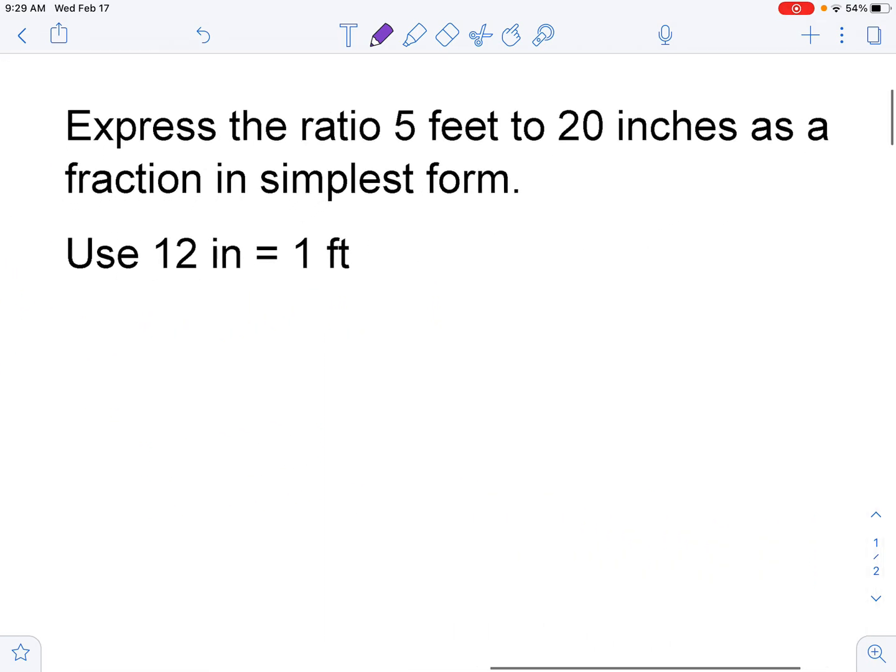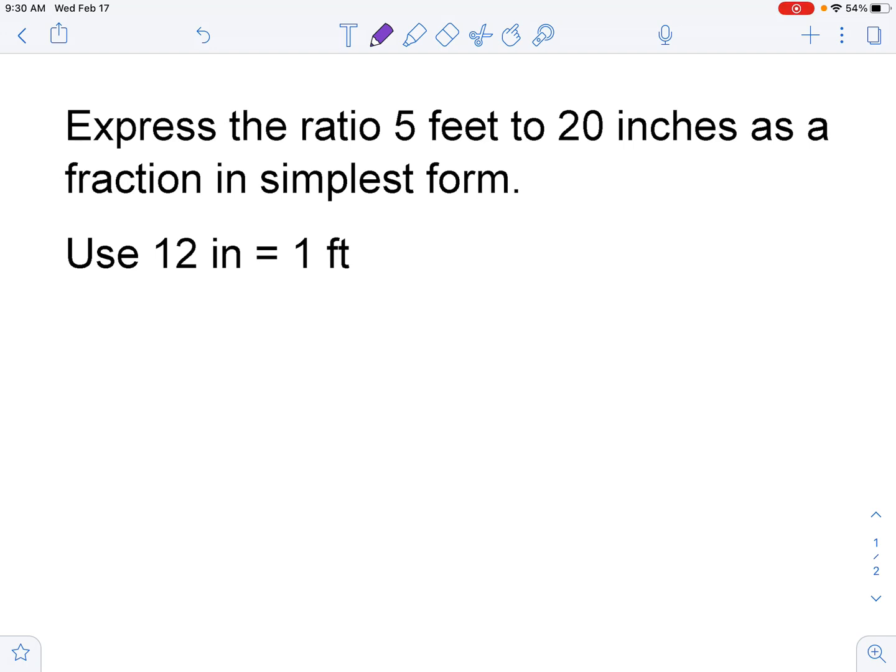You're also going to have a question like this, where it says express the ratio 5 feet to 20 inches as a fraction in simplest form. Use 12 inches equals 1 foot. So remember, ratios, no labels, and in simplest form. But when we have these measurements here, feet and inches, we have to get the units to be the same before we can take off those labels.